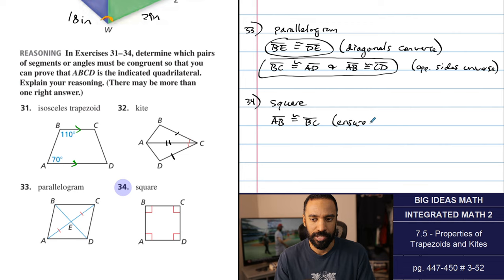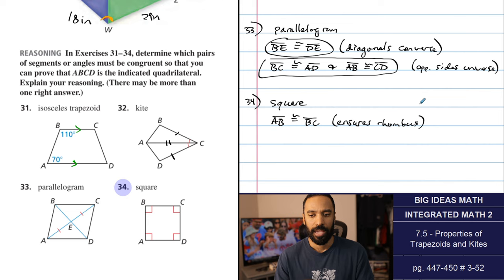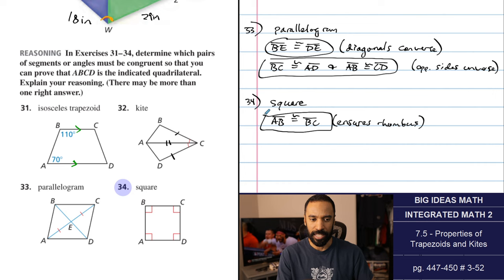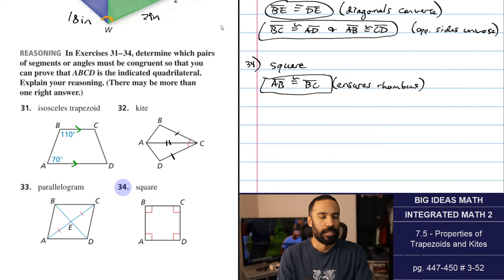Ensures a rhombus, because it's already a parallelogram. It ensures a rhombus that way. So AB and BC, or BC and CD, or CD and AD, or AD and AB, things like that. So that works. Okay. Moving on over.